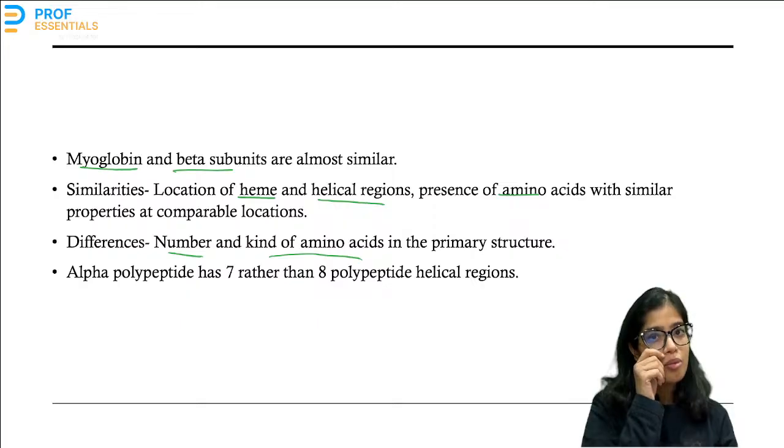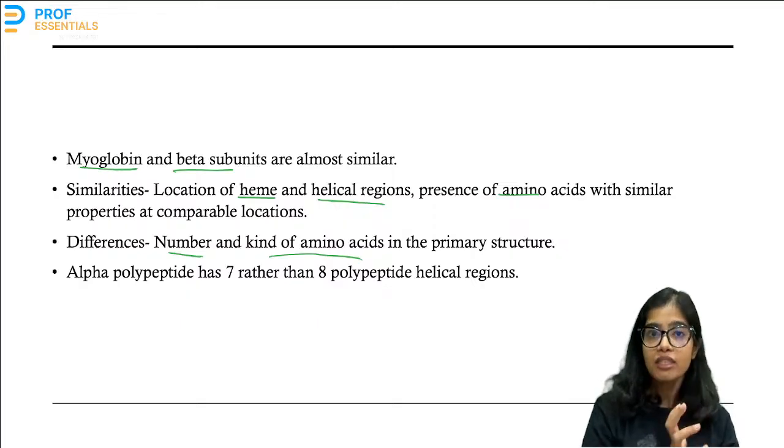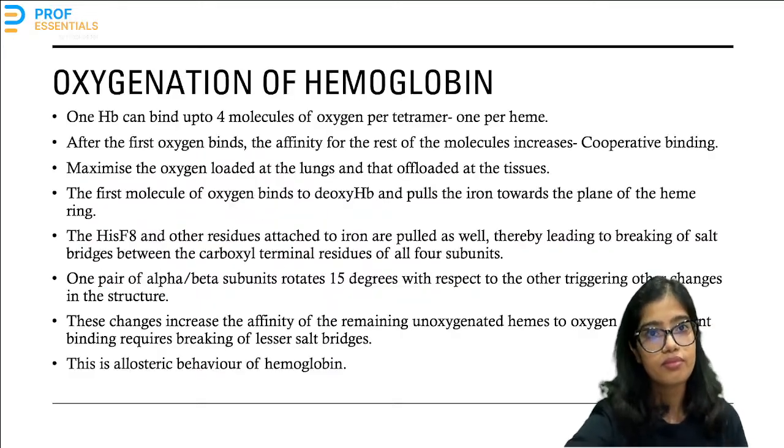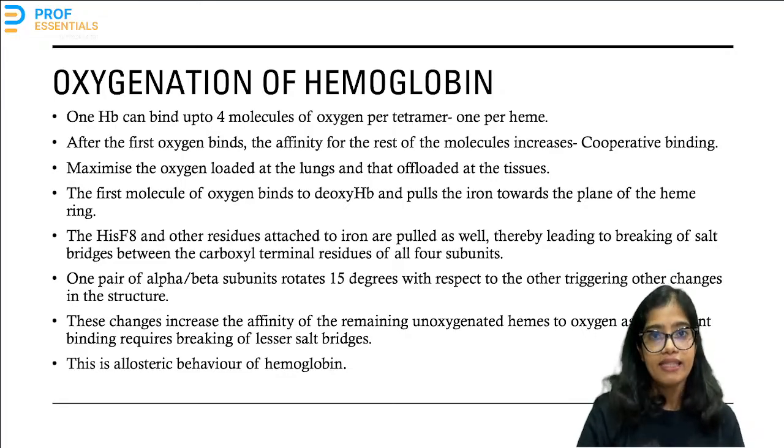The alpha polypeptide is also quite similar, but instead of the 8 helices, it has only 7 helices. Remember, myoglobin had 8 helices. Similarly, beta has also 8 helices, but the alpha polypeptide has just 7 helices. Next, we come to the physiology of hemoglobin.